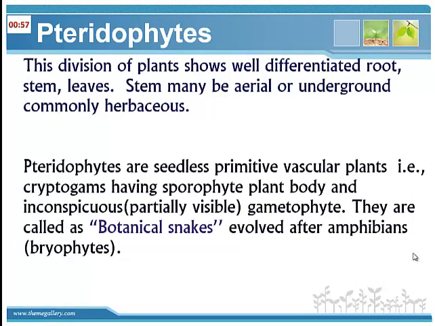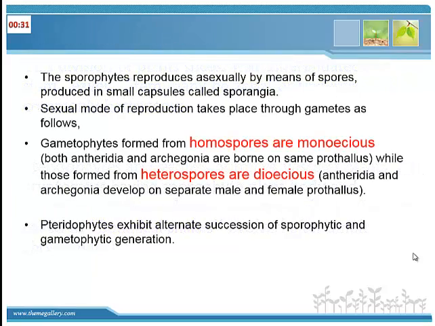Pteridophytes are autotrophic, non-seeding, with a differentiated plant body, aerial or underground stem, herbaceous nature, and they have primitive vascular structures, and they are even nicknamed the snakes of the plant kingdom. I believe the name botanical snakes was given due to the complete migration to the soil for the entire life cycle. Now we look at reproduction.